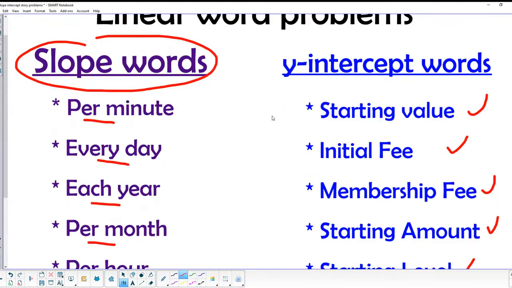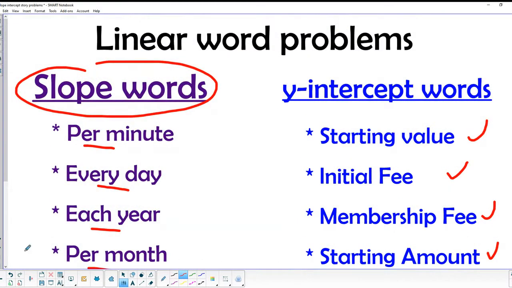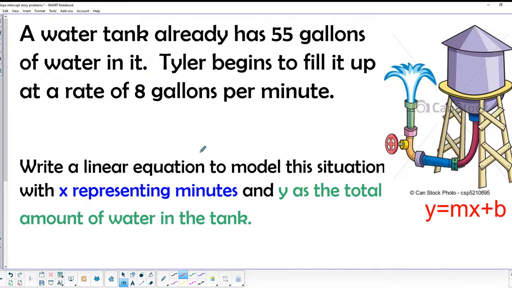So this might sound really new to you, so let's do a few problems and just show you how this works. Let's go to our first example. A water tank already has 55 gallons of water in it. That sounds kind of like an initial amount or a y-intercept to me. Then Tyler begins to fill up the tank. So it's going up. He's filling it up at 8 gallons per minute. So that sounds like a slope to me as well.